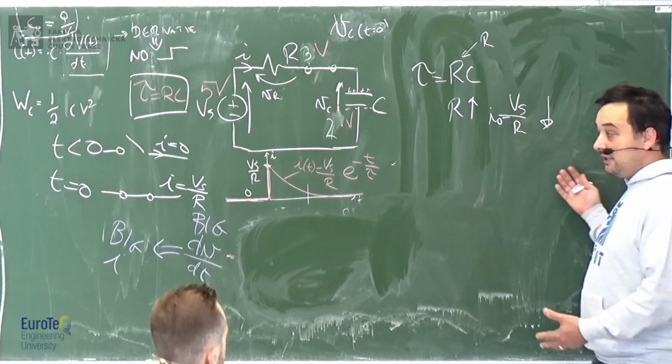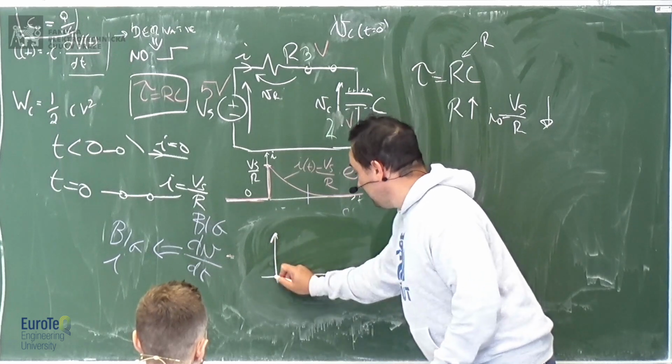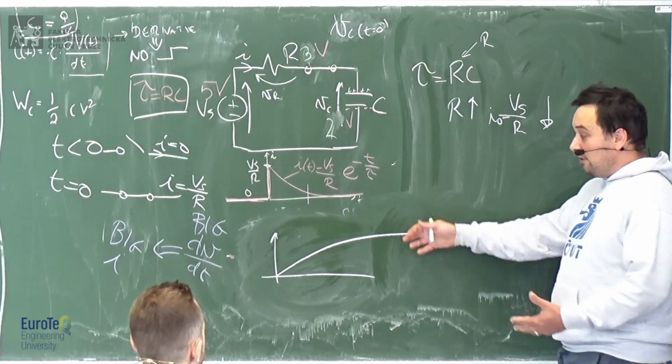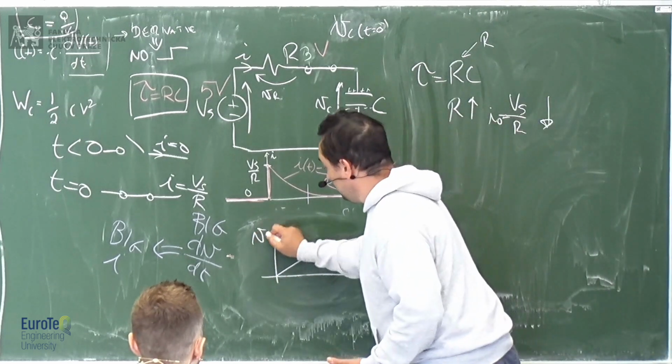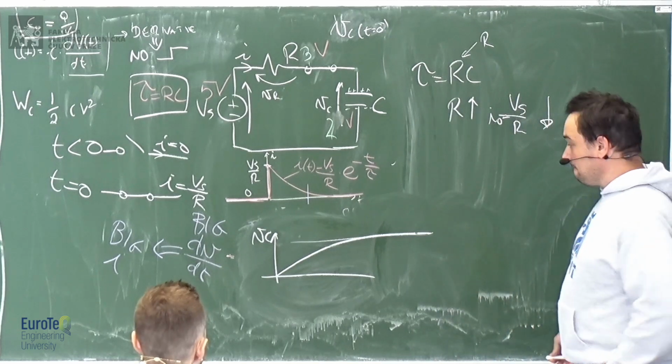So if I have a smaller current, it will take longer to give all the necessary charge to build up the voltage that I get at the steady state, okay?